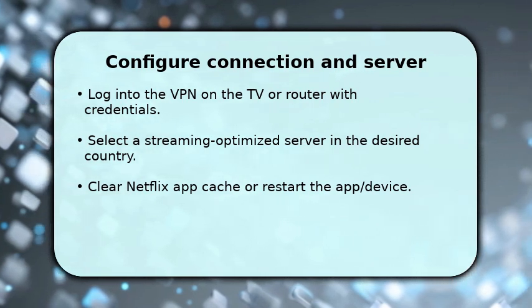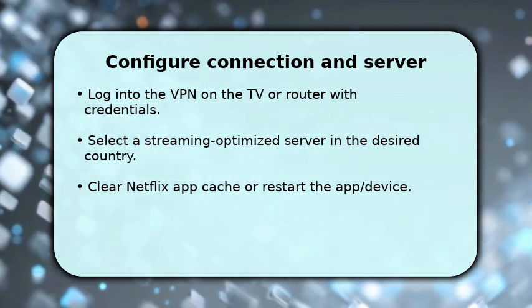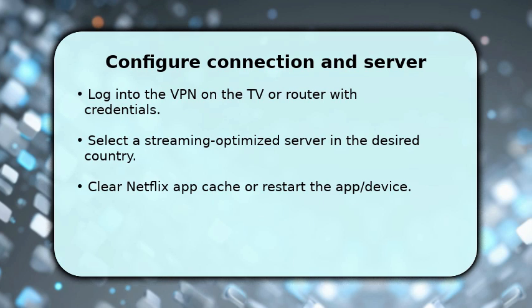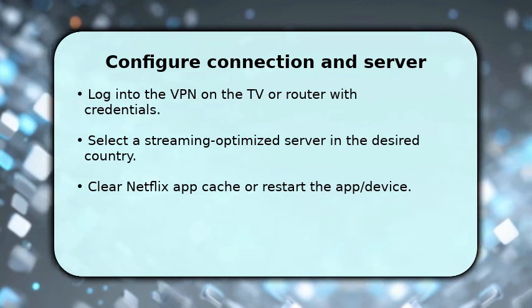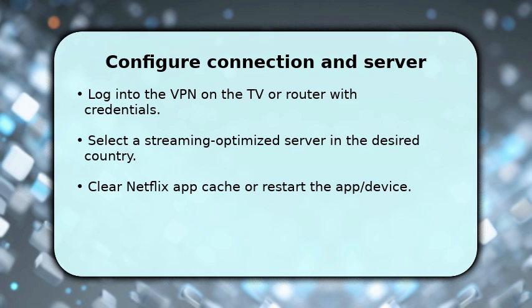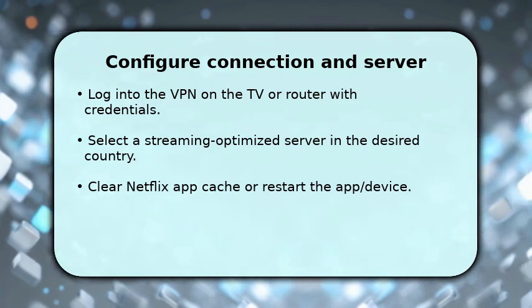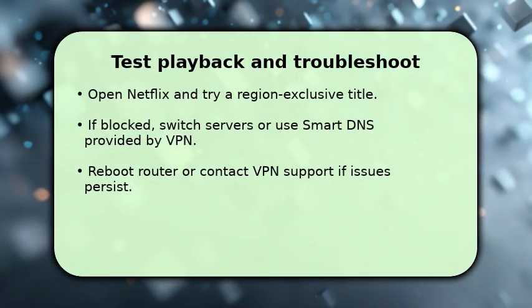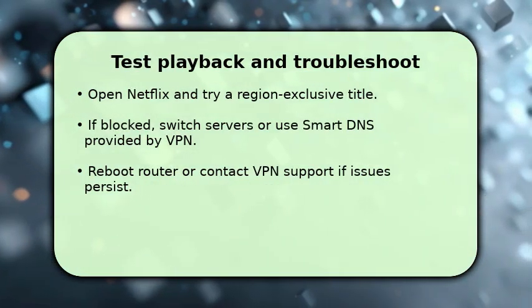Once connected, make sure the TV's IP reflects the VPN location by checking an IP lookup if possible. Then force stop Netflix, clear its cache, or simply restart the app, so Netflix refreshes location data and avoids showing your old region. Open Netflix and search for a title exclusive to the target country to confirm success.